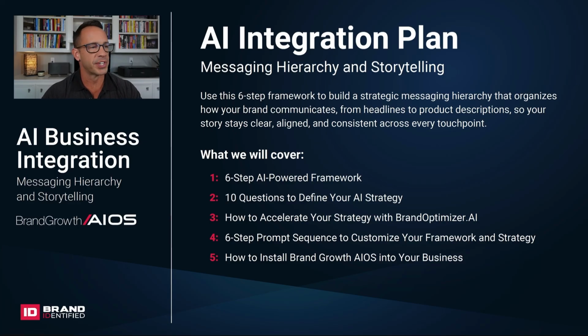So what we're going to go over today is that 6-step AI-powered framework. We are also going to define and answer the 10 questions that you need to answer to build that AI strategy. Then I'm going to show you how to accelerate your strategy with BrandOptimizer.AI, which is a custom GPT. And then I'm going to show you a 6-step prompt sequence to customize your framework and your strategy using that BrandOptimizer.AI custom GPT. And then finally, I'm going to show you how to install the Brand Growth AIOS system into your business.